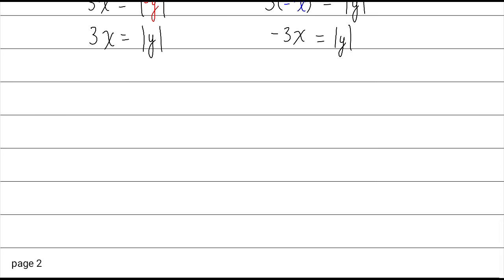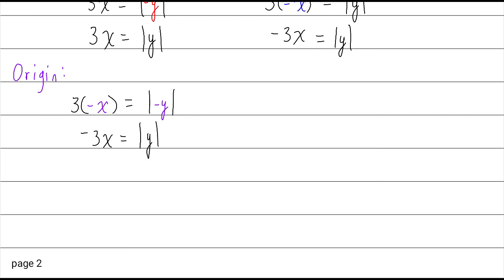And last one to check here, the origin. Change them both, x and y. Okay, the left side will become negative 3x. The right side, the absolute value of negative y is the same as the absolute value of positive y. We're back to this, right? Same exact situation as with the y-axis. So is this symmetric with respect to the origin? No. Okay, so that's how you can determine whether or not a graph has symmetry.